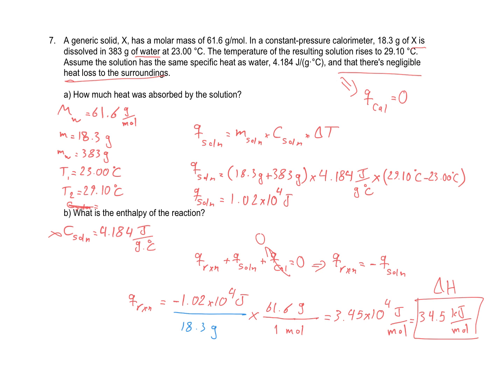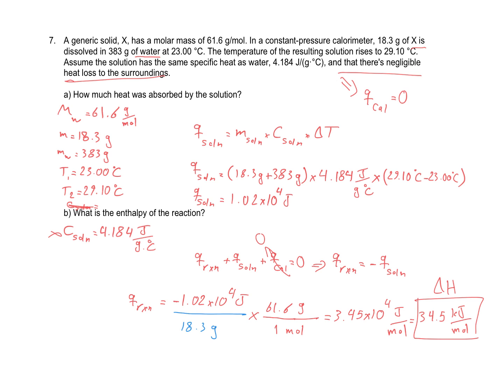So what you have in the calorimeter, you have the reaction, you have the solution, and you have the calorimeter. So the question says, assume that the calorimeter doesn't absorb that much heat, so it's almost 0. Or if there is no information about a calorimeter in the question, then you don't need to worry about that. If you have information about a calorimeter, you have to include it. So that is 0, so we don't need to worry about that. So Q of the reaction equals negative Q of the solution.